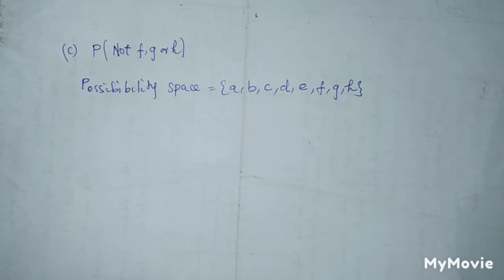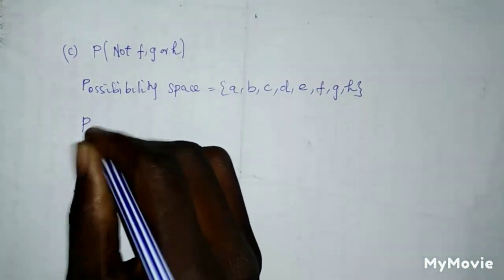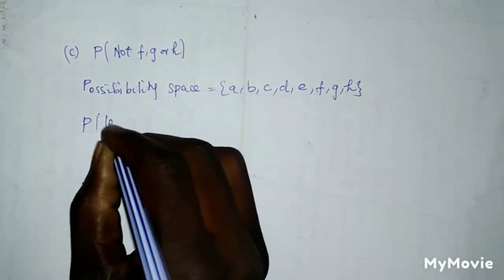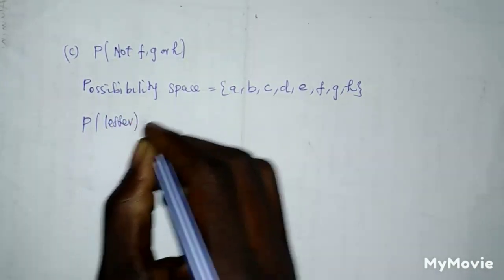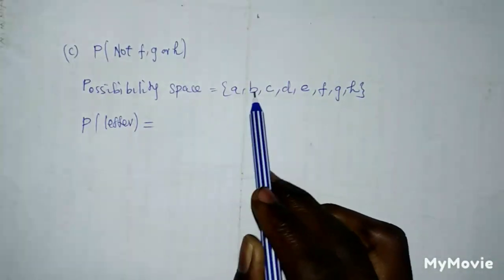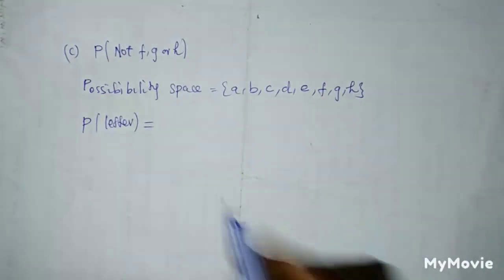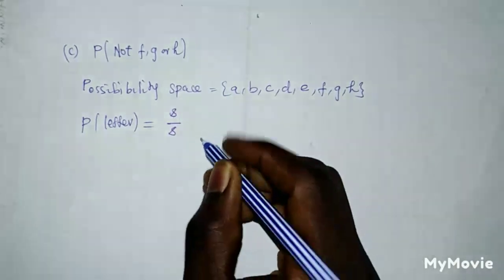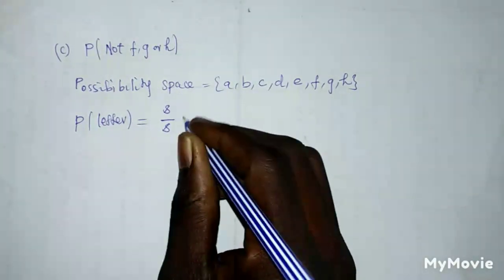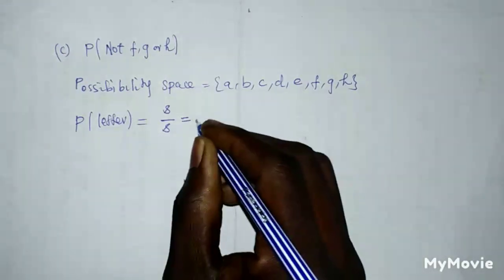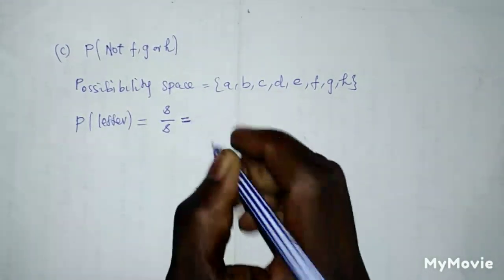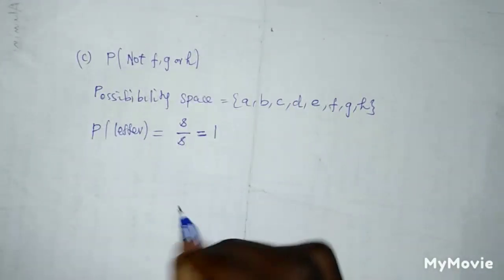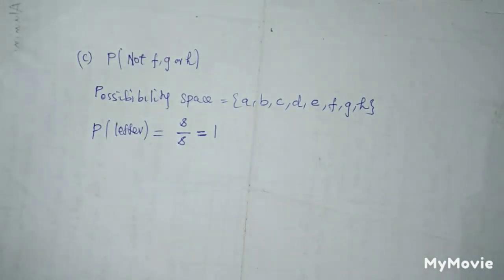Okay, so what we do here is that we say the probability of picking a letter here, this would be how many? 1, 2, 3, 4, 5, 6, 7, 8. Out of 8 outcomes, they will also have equal chances. The probability that the letter that one will pick is a letter is 1. So the probability of picking a letter is 1.